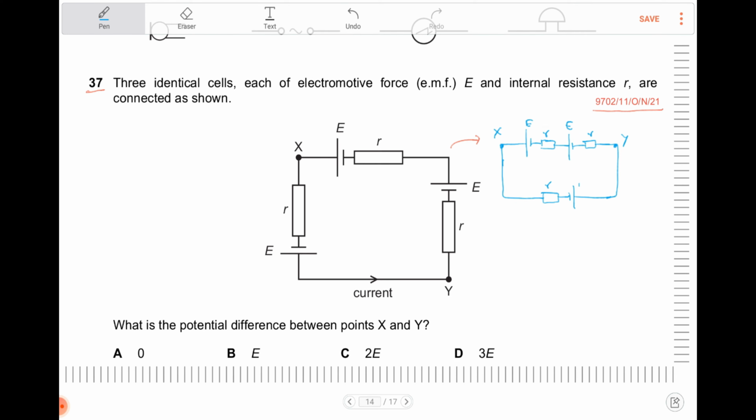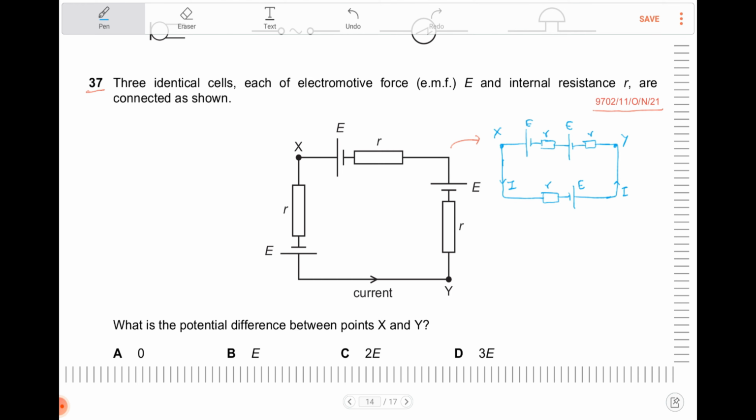This is r, this is E. The current is going from X to Y, so it should be from X to Y. It is, let us say, I, and this is, let us say, I. So this is the circuit.